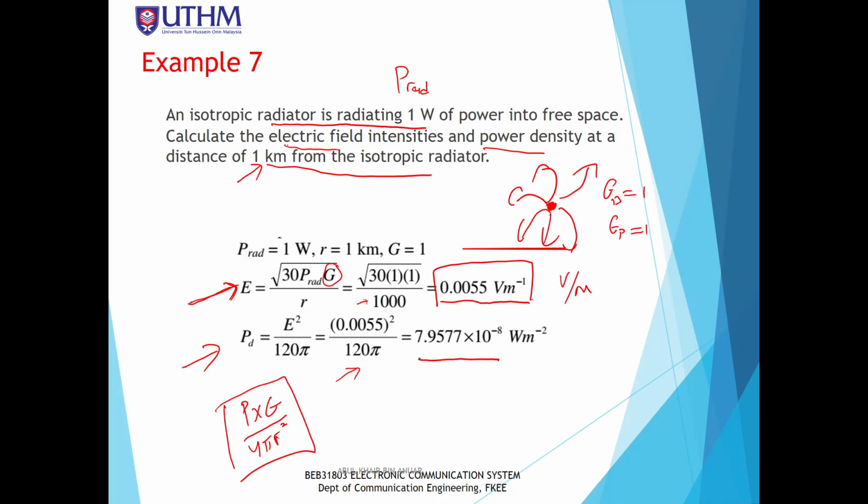If you want to use this equation, that means P is 1, multiplied with gain equal to 1, divided by 4 pi, R is 1000 square. I believe you will get the same answer. You can try. You will get watt per meter square. You can try by yourself.